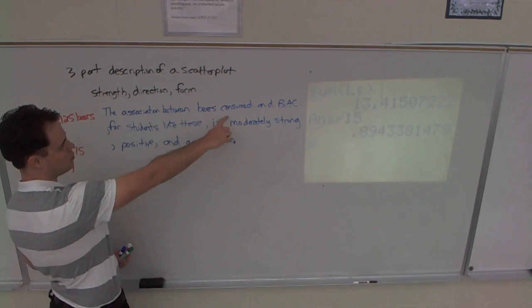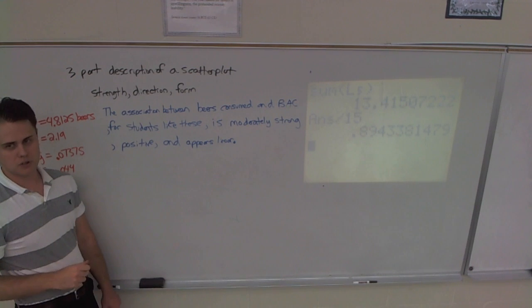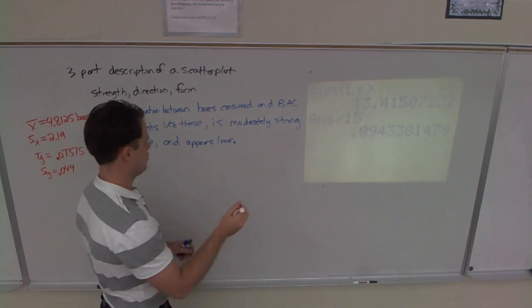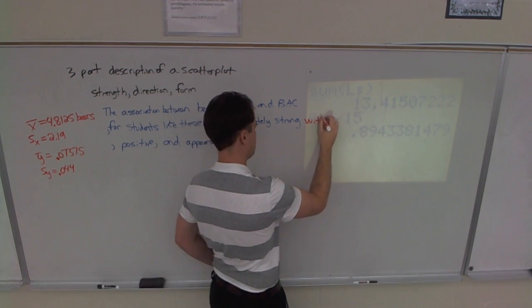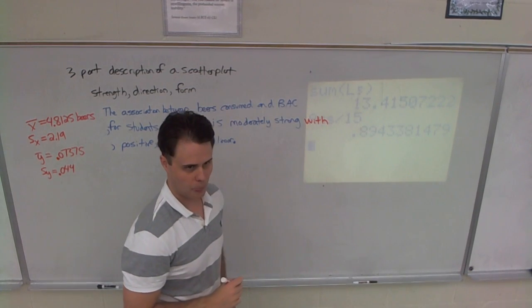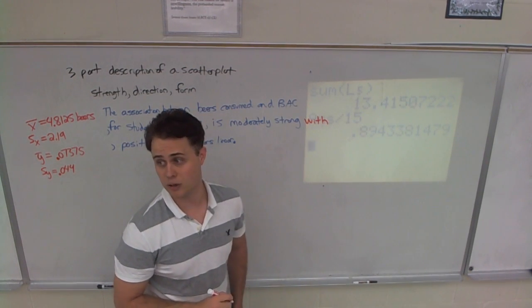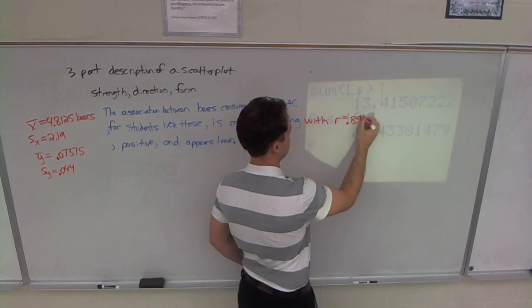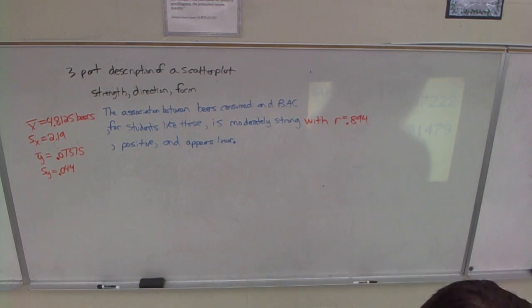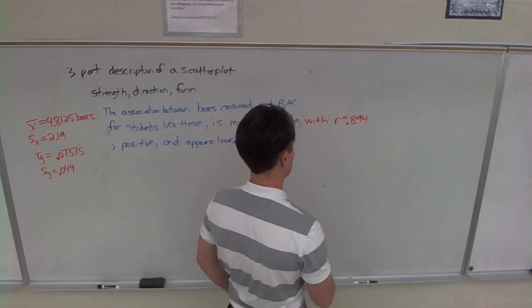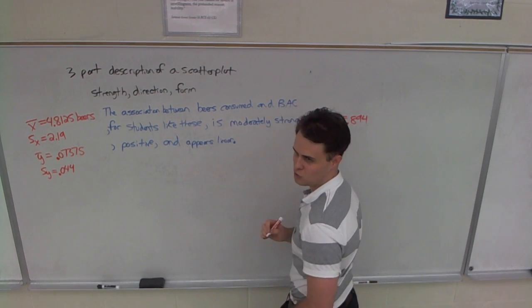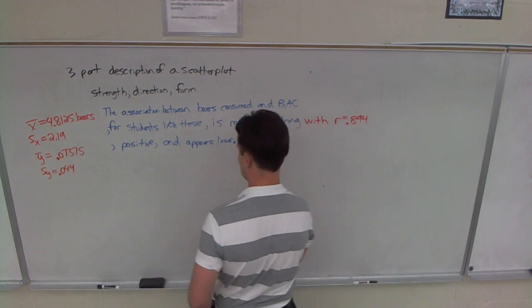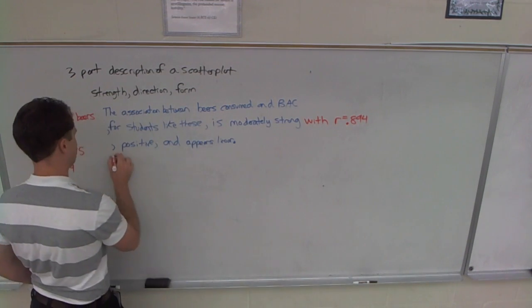The association between beers consumed and blood alcohol content for students like these is moderately strong with, and here's how you really explain R, with R equals 0.894. Now this is a run-on sentence. It's awful, right? So usually you'd write two sentences. You know what? I'm going to just continue down here.